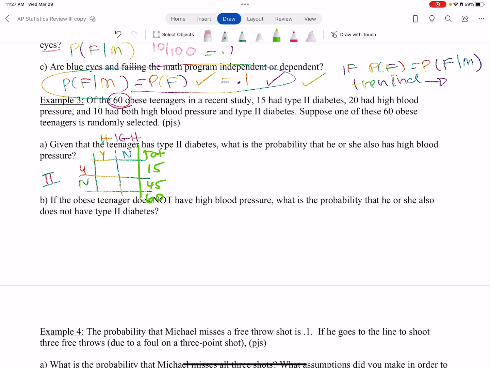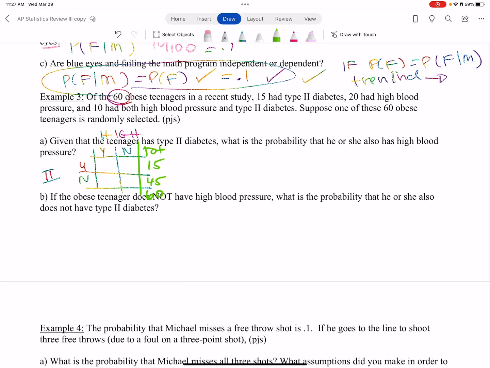And it says 20 has high blood pressure, so that's obviously going to be 20 and 40. Then it says 10 had both. So 10's here, and now we can just do some math. So this is going to be 5, this is going to be 10, and this is going to be 35. So that was all done from just a little bit of math work.